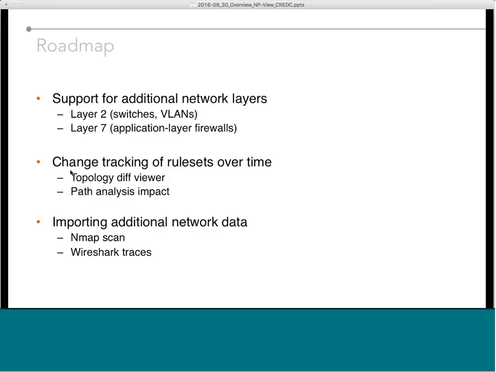So if one is using NPView to audit a network today, and then a month later you want to see what changed in the network, then you can import a new version of your config files, and the tool will reveal some kind of a diff view of the topology to show what hosts or what networks were added, removed, and also what paths were added and removed based on the recent changes.